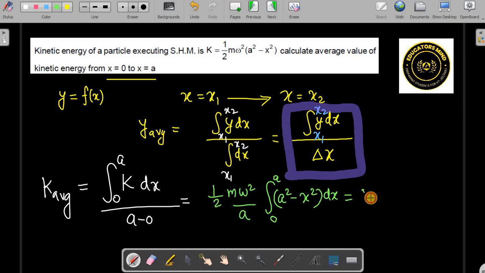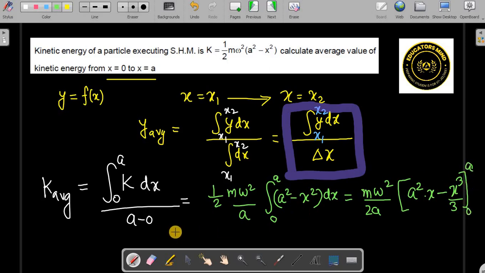So let's integrate. m omega square by 2a has come out, and then separate it. a square with respect to dx: a square is constant, comes out. Integration of dx is nothing but x, minus x square integration. X square integration is x cubed by 3, and you are going from 0 to a.